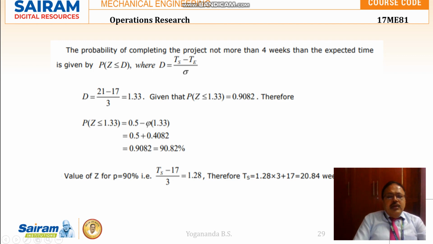Then taking 4 weeks greater than the expected time, we have plus 1.33. So in that case it is 0.5. 0.5 refers to 0. To the left we have minus values, to the right we have plus values. So here the probability of completing the project 4 weeks more than the expected time is 0.5 plus 0.4082. So in total it is 0.9082.